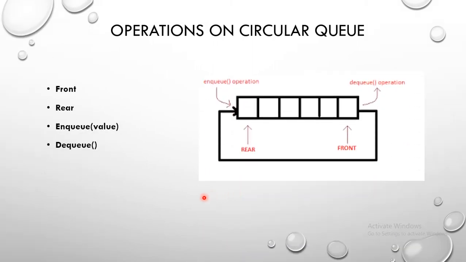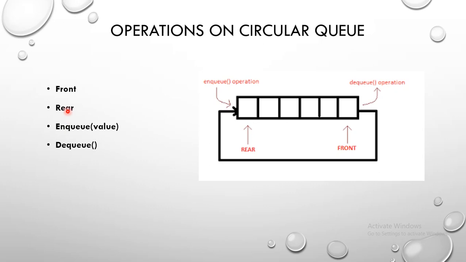Let us discuss in detail what operations are done on a circular queue. We have discussed that the last index will be connected to the zeroth index. There are four major operations. Front: front will be pointing to the element which is going to be deleted, as deletion takes place from the front. If the queue is not empty, it will return the value pointed to by the front in the queue.